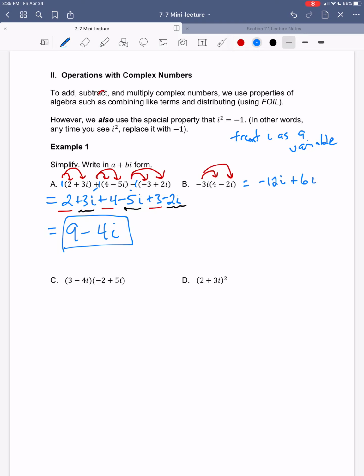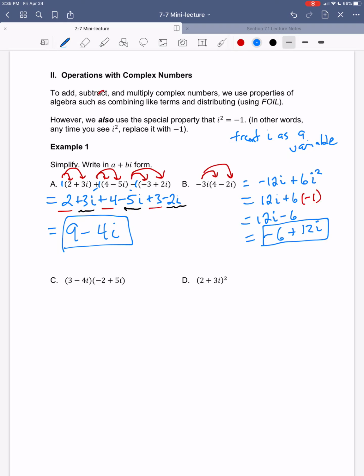i times i is i squared. But here's the little tricky part we have to remember. Anytime you have i squared, you replace it with -1. That's the special thing about i. i itself isn't that special, but i squared is. Usually we put the real part first. So I'd write it -6 plus 12i.